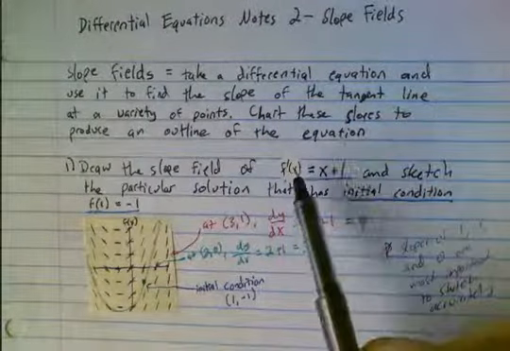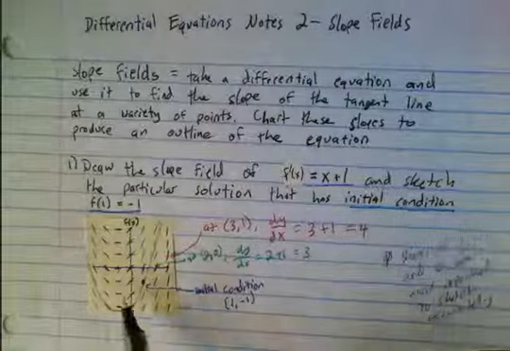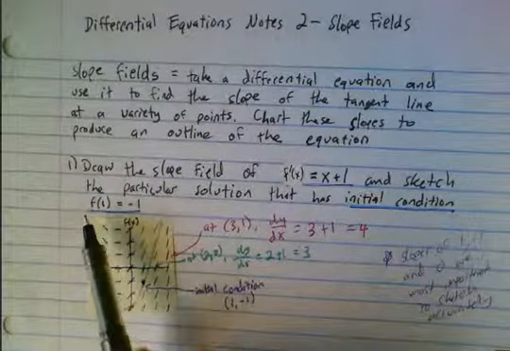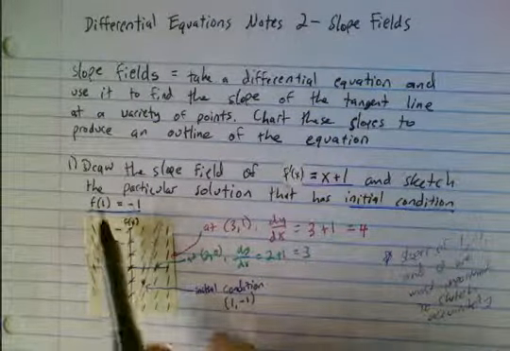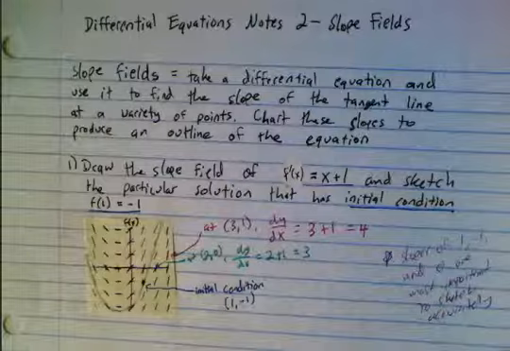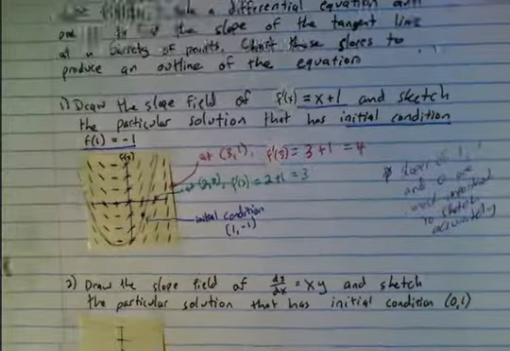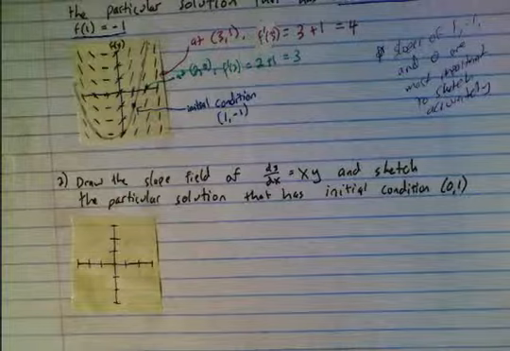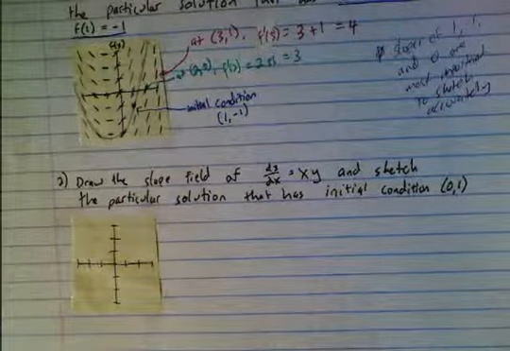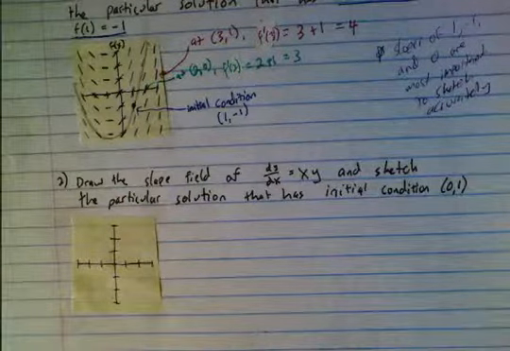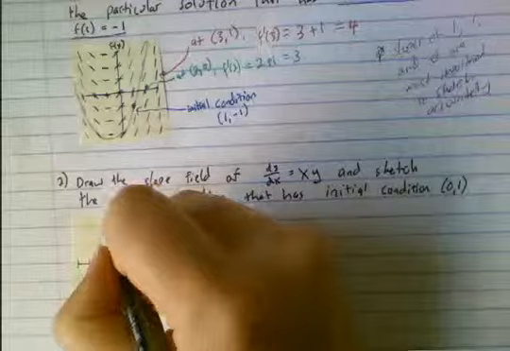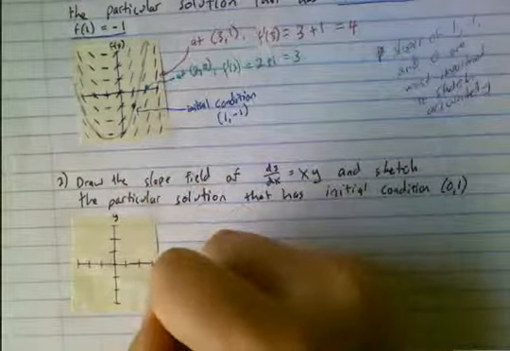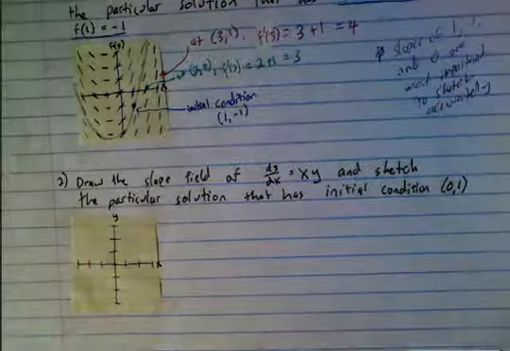At any rate, the slope given by this and the initial condition given up here. Okay, let's do another problem. Let's draw the slope field of dy dx equals x times y and sketch the particular solution that has initial condition 0, 1. So this is y, this is x.